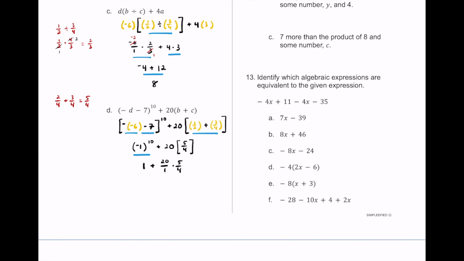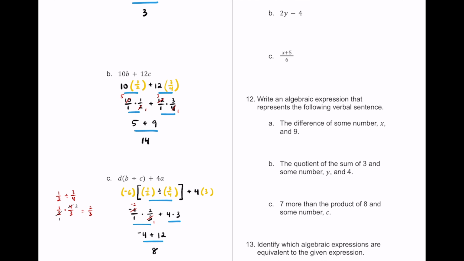Between these two operations, let's go ahead and do multiplication here. 20 and 4 can cross cancel, so we can divide this by 4 and by 4. We're going to get 1 and 5. On the top, 5 times 5 is 25. On the bottom is 1, so it's 25/1, or just 25. So 1 plus 25, and that's going to equal 26.